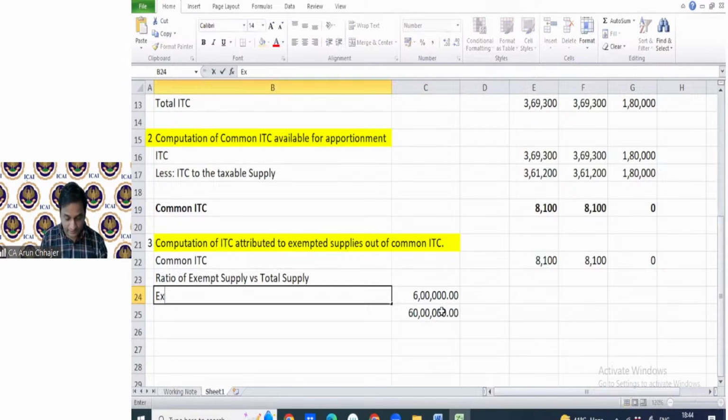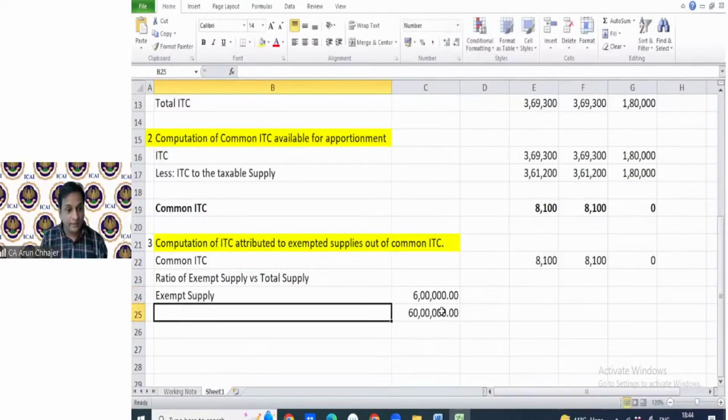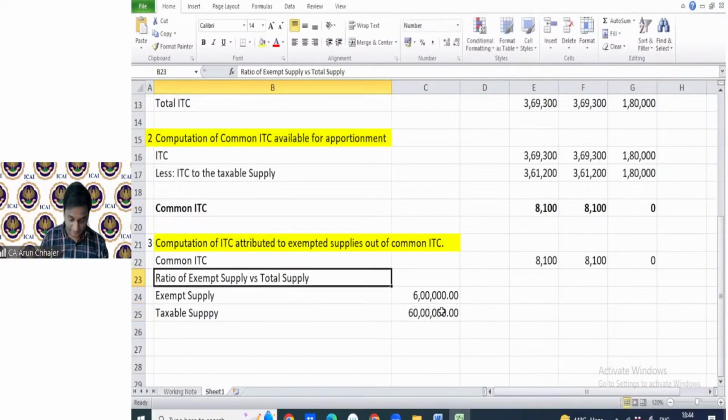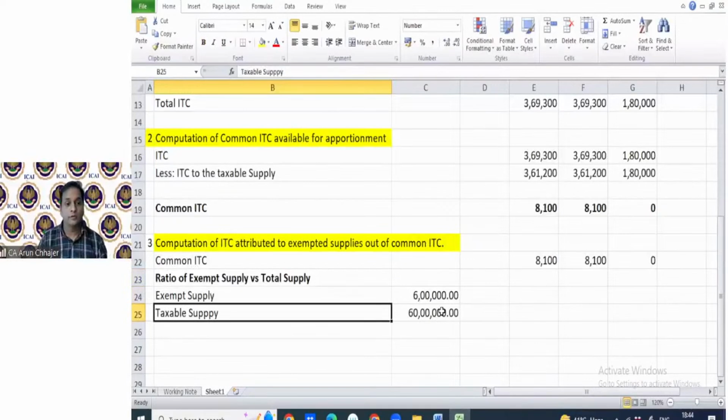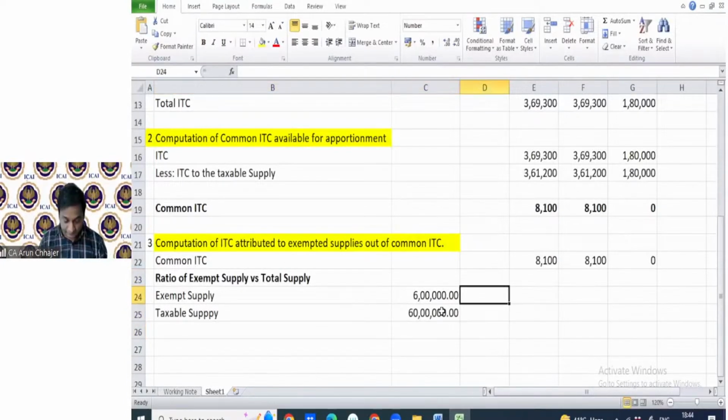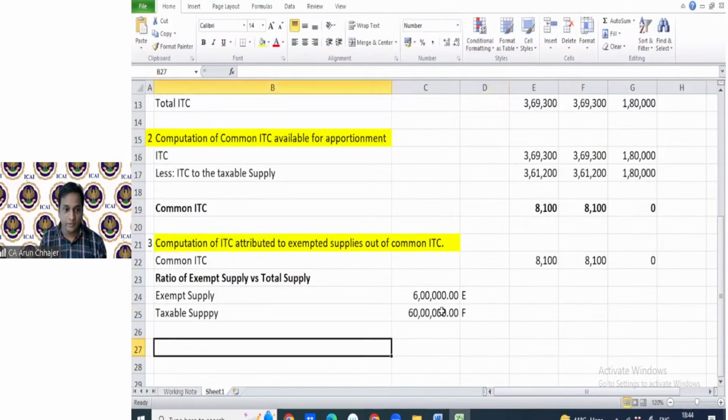I can say exempt supply, I can say taxable supplies. So this becomes E and this becomes F. This becomes E, this becomes F. And what is the ITC attributable to the exempt supply?